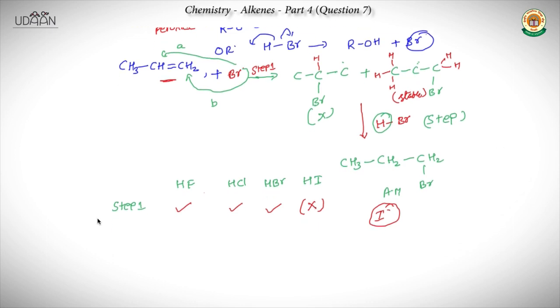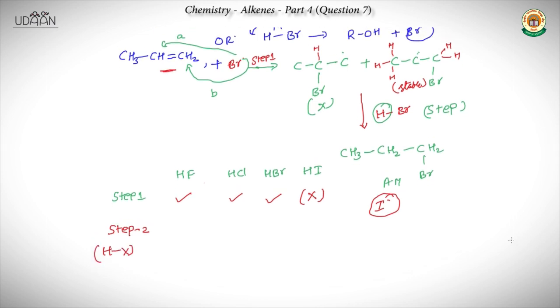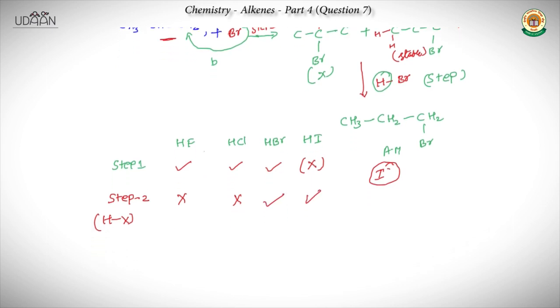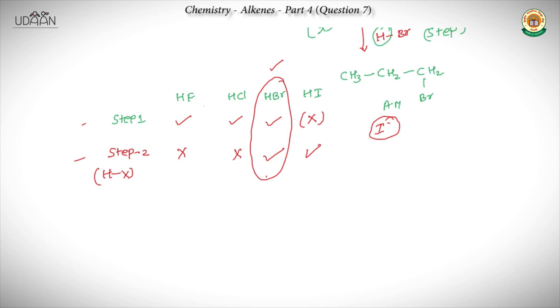Now, if you look into step 2, which involves cleavage of the HX bond by the alkyl radical, it's not feasible in the case of HF, HCl, but it's feasible for HBr and HI. So, if you take into consideration both step 1 and step 2, for every HX other than HBr, one of the steps is not feasible. So the Kharasch effect is observed only in the case of HBr. Now, okay. Let's look into the given question.